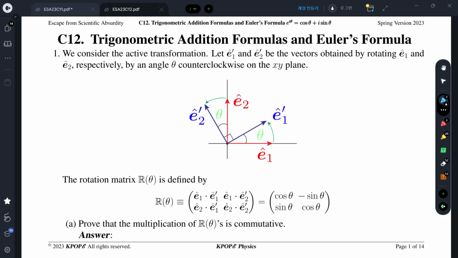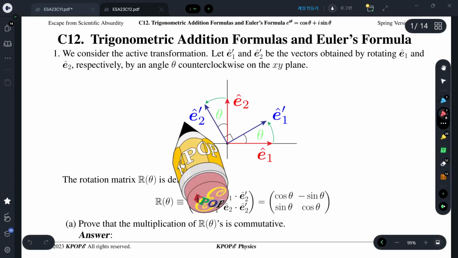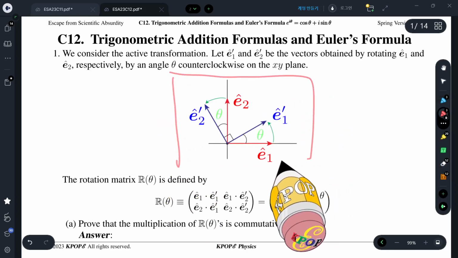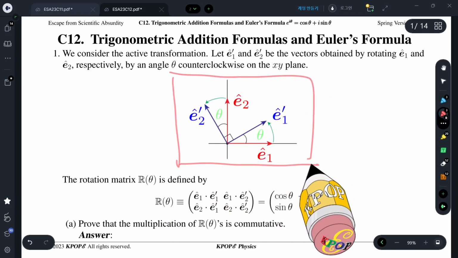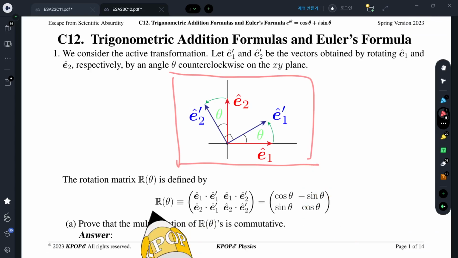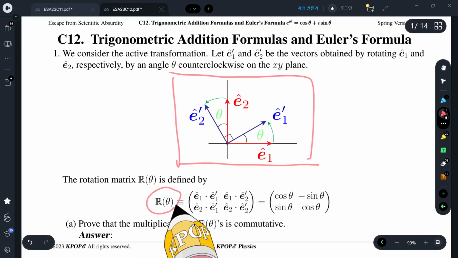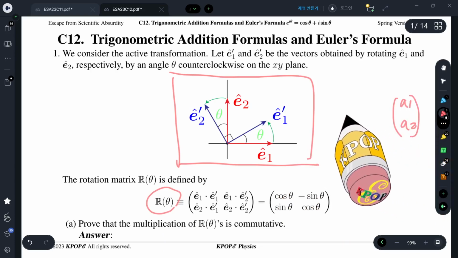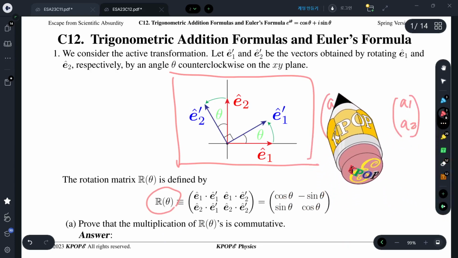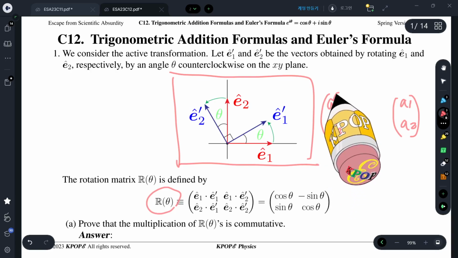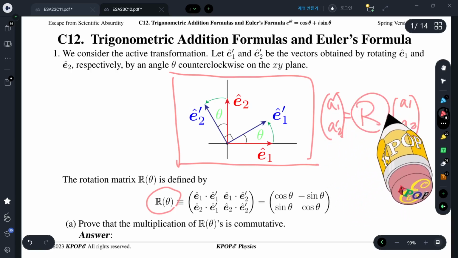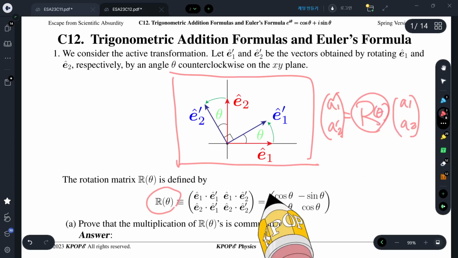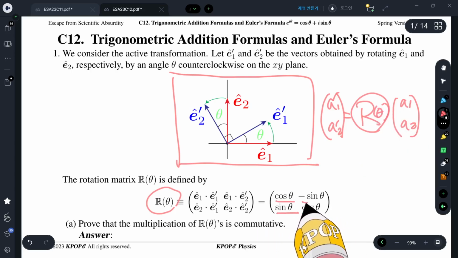We study C12, trigonometric addition formulas and Euler's formula. We learned how to rotate vectors on a plane in the two-dimensional plane, and the rotation matrix rotates Cartesian components into primed components, and we insert the rotation matrix R theta, that is cosine, sine, minus sine.